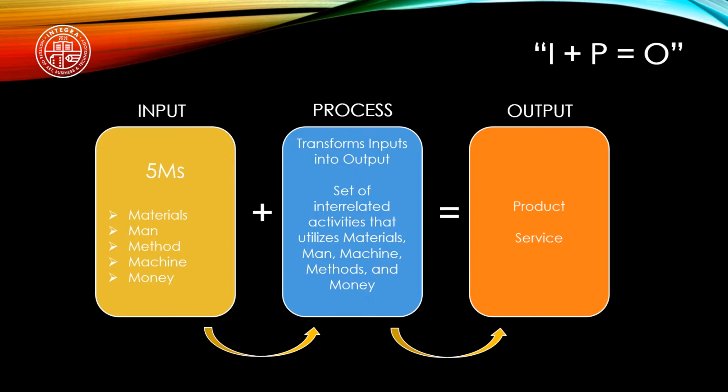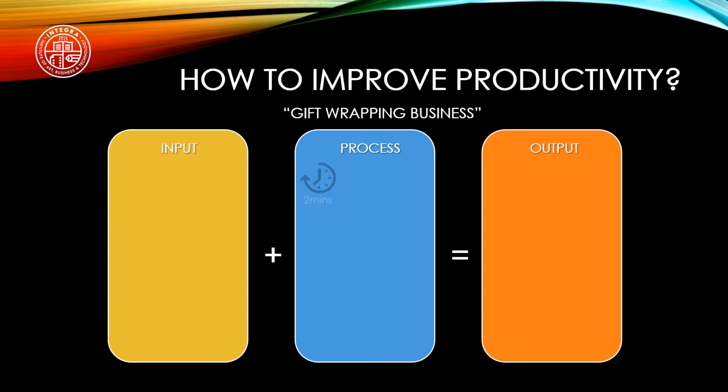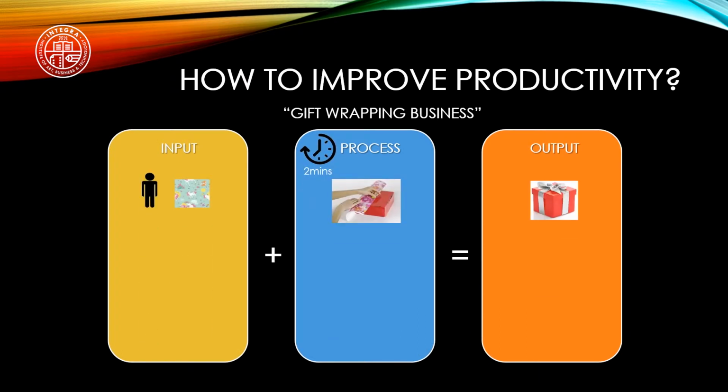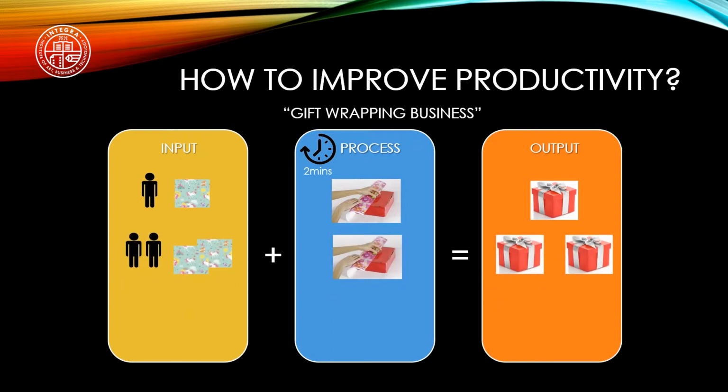For example, a gift wrapping business needs to have one employee and one wrapper to wrap an item and produce an output, which is a wrapped gift. Assuming that the established process of wrapping takes 2 minutes to complete, we can say that 1 unit of input is equal to 1 unit of output. If we want to double that output within 2 minutes, I need 2 employees and 2 wrappers.